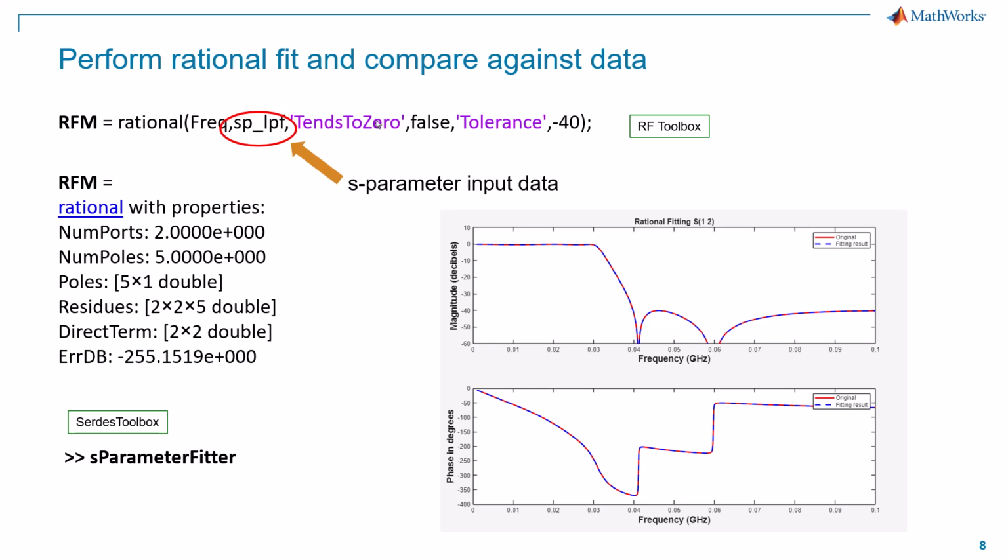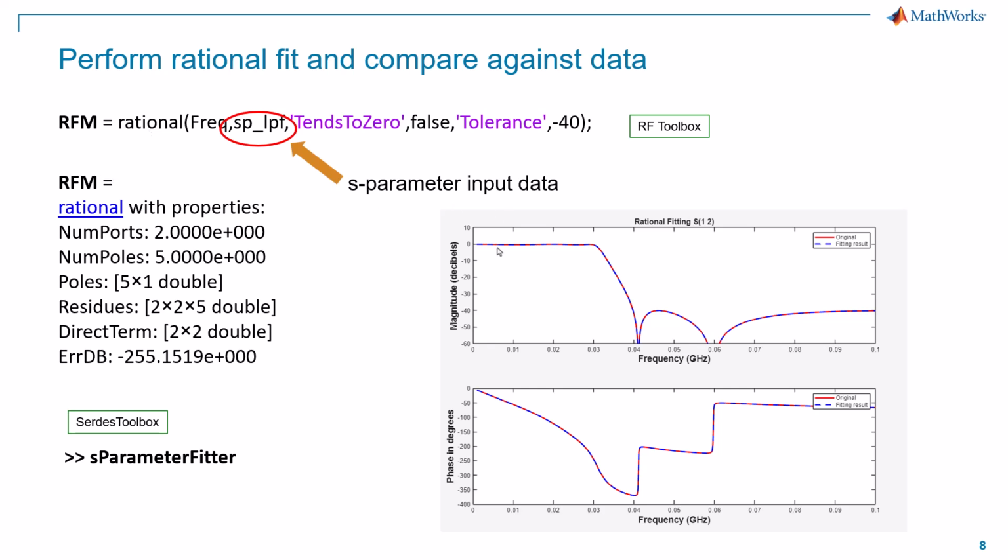One of them I used here was called tends to 0. It defaults to true. I set it to false. I got a better fit that way. And then there's a tolerance which defaults to 40, which I just left at the original fitting tolerance value. And there are a few more parameters. I think there's a total of 8 or 9 different parameters that you can tweak or tune associated with rational.